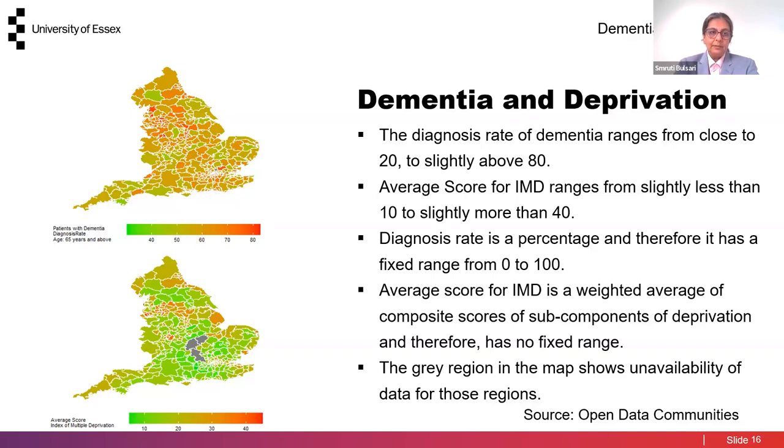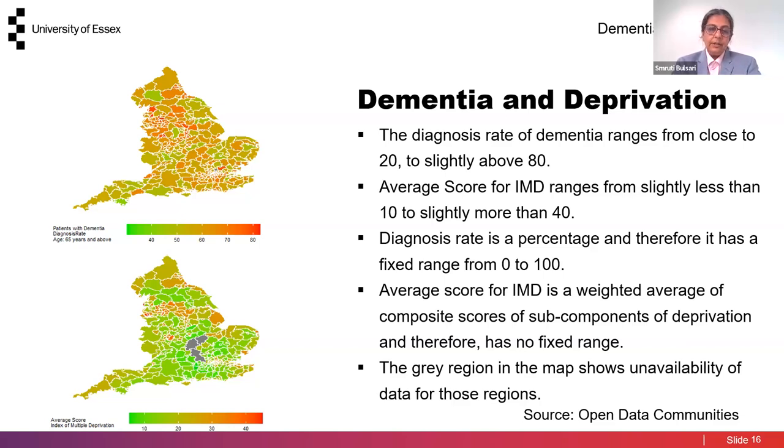But if you look at the maps on the left-hand side of the slide, in the upper panel, the boundaries in the map represent the local authority districts. They are not at LSOA level. The reason is that the data for the diagnosis rate of dementia is available at local authority district level. And therefore, I have made use of the average score of the index of multiple deprivation also at the local authority district level, aggregated at local authority district level.